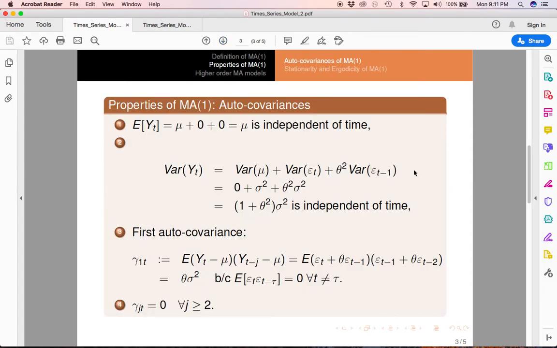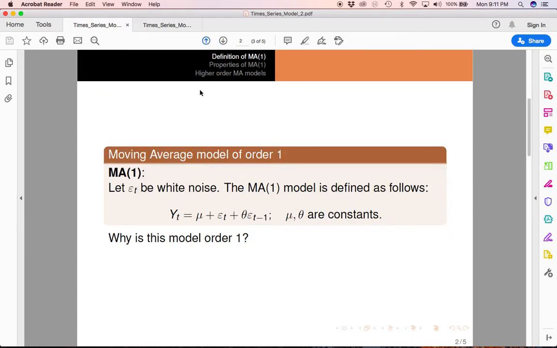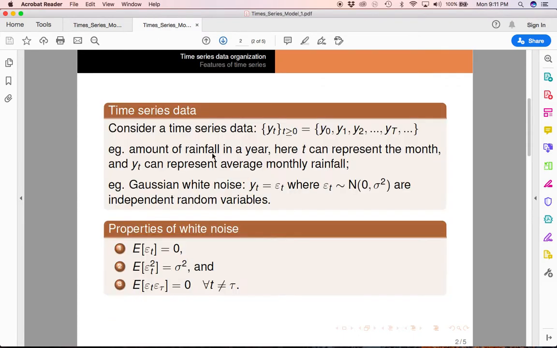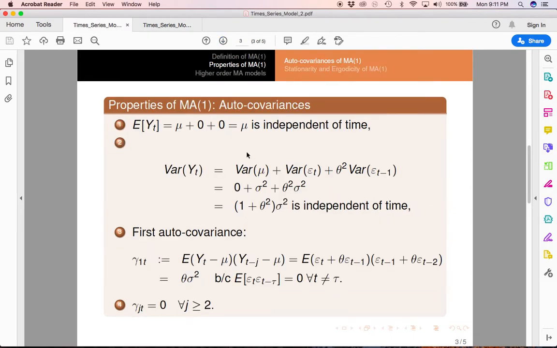Now, what are the properties of the moving average model of order 1? Well, we define them in terms of the statistical moments, and we will begin with the first moment, which is the expected value, which is a linear operator. So we would just distribute the expected value across these terms on the right-hand side. We will be left with mu, which is the expected value of mu, because the expected value of the white noise random variable is 0. If you recall from the previous lecture, the expected value of Gaussian white noise random variable happened to be 0. So this is mu, which is independent of time, so that's good.